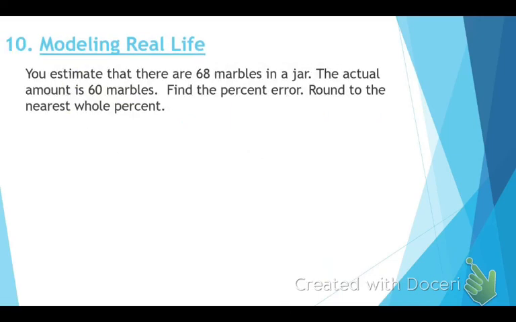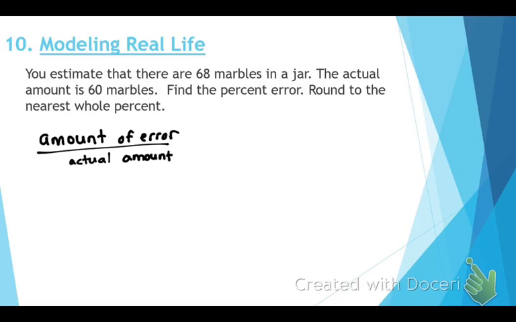All right, for the final question of our review game, you estimate that there are 68 marbles in a jar. The actual amount is 60 marbles. Find the percent error and round to the nearest whole percent. All right, just to help you out for those who are struggling, you are going to take, what's the formula? The amount of error over the actual amount. So if you're struggling, use that to help you try to plug some things in.